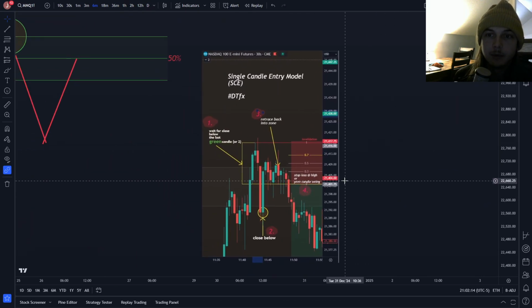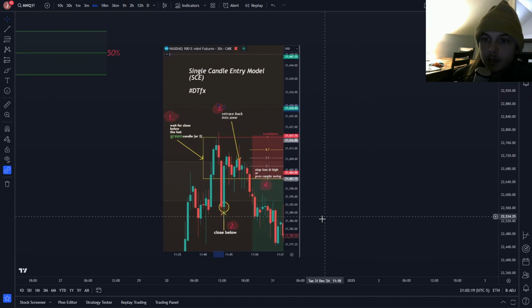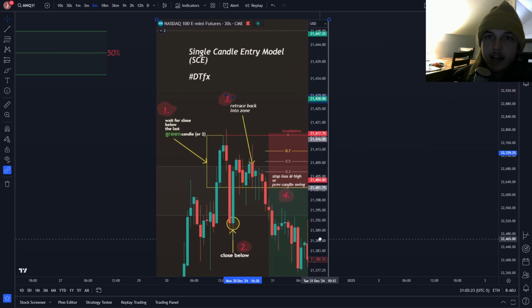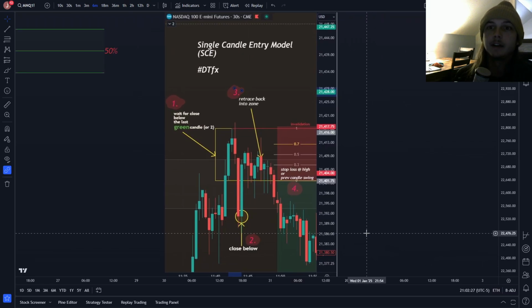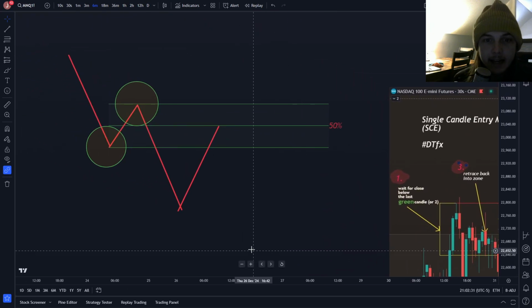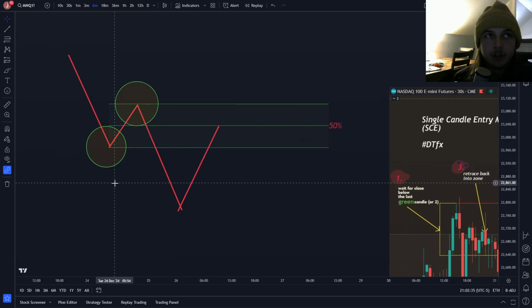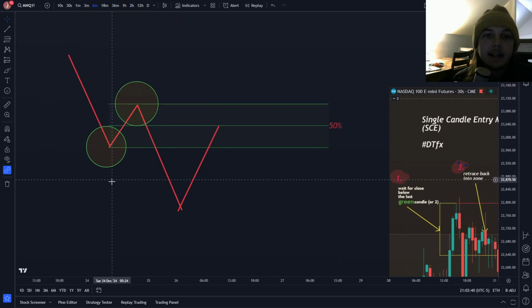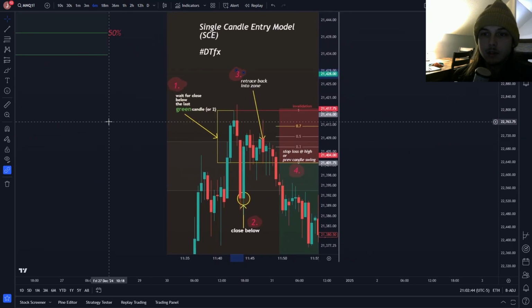One more example, and then I'll end with a closer. This is probably the best example. Save the best for last. This is what we call a single candle entry, which is exactly the same as this structure right here. And please ask me questions.